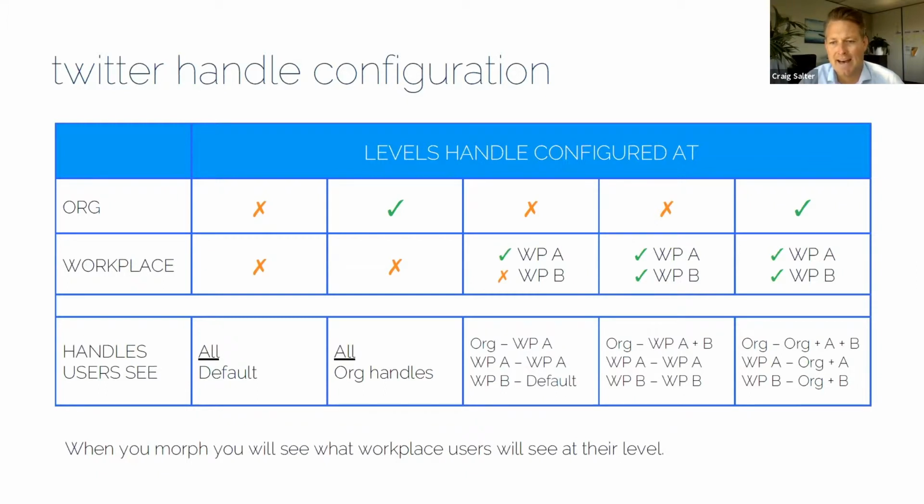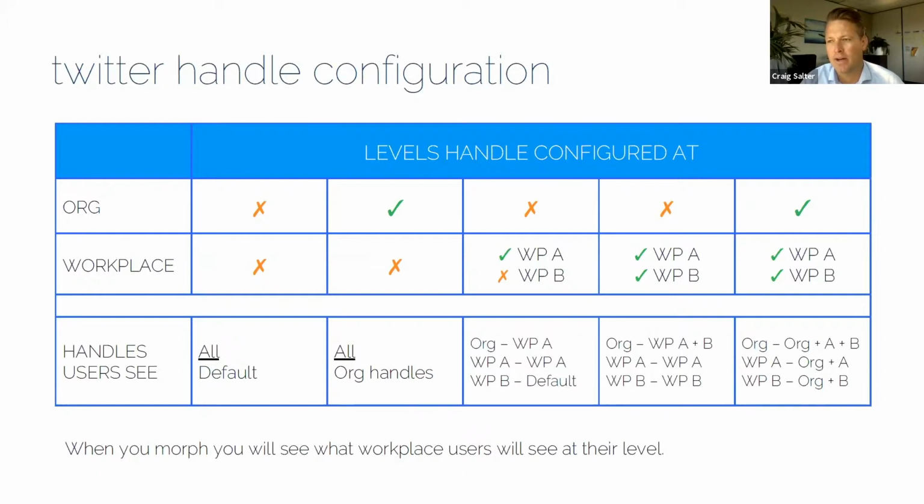Workplace A will see the organisational handles as well as their own, and Workplace B will see the organisational handles and their own in Workplace B. And this is important in the sense that you might find as you look across your organisation, there are different needs, potentially across different sites, different countries. It may be based on the legislation that they're working towards, or it might be associated with the work that they're undertaking.